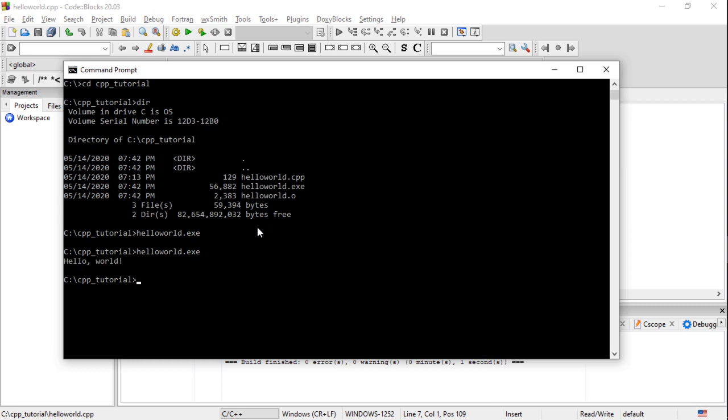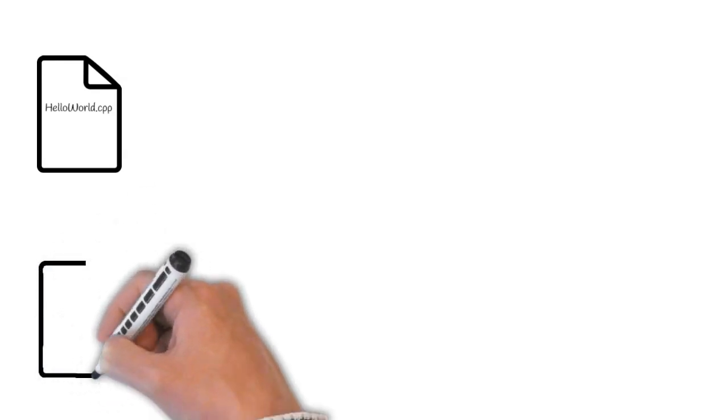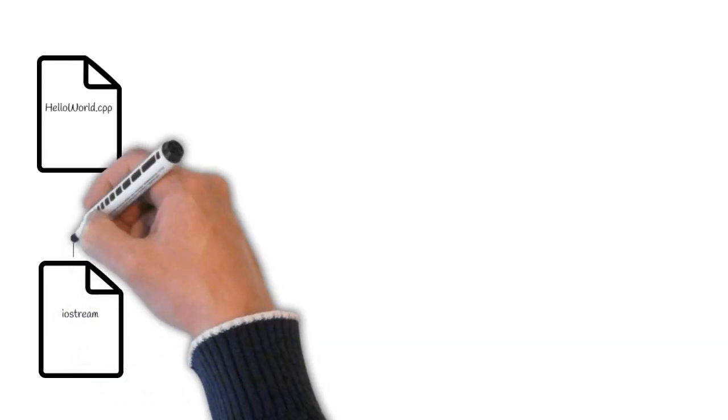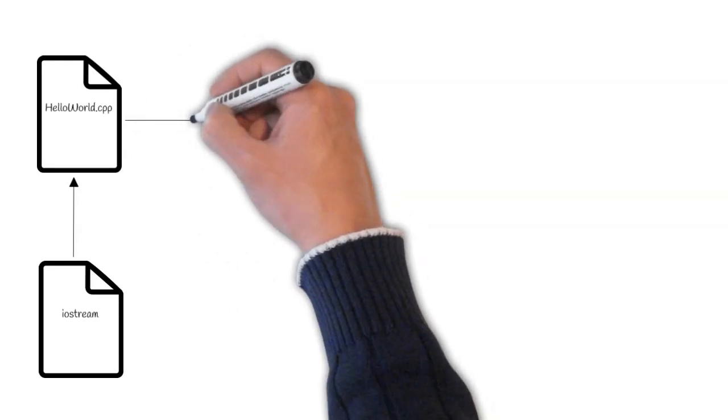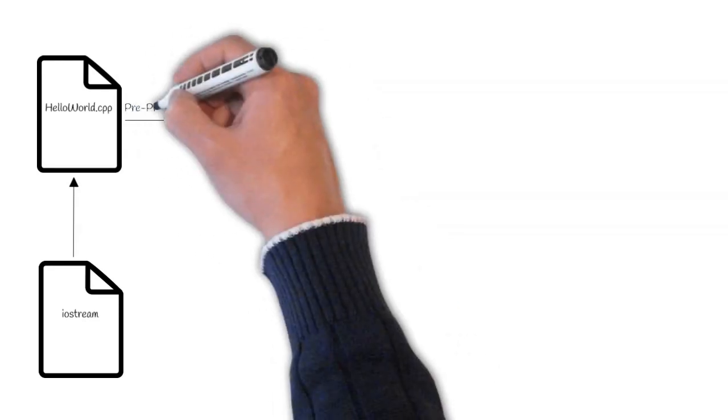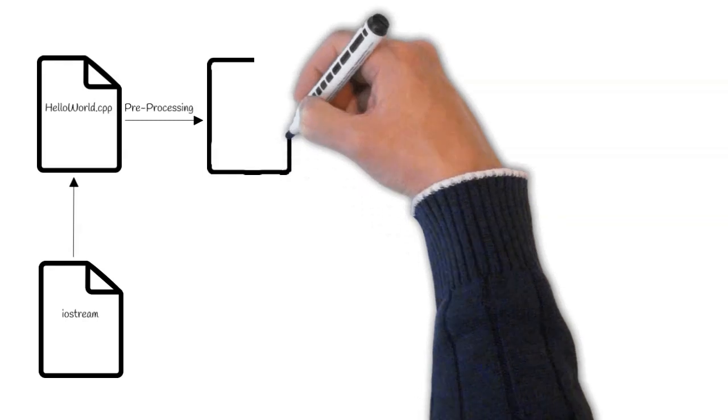Apart from our source file and the application, the folder has another file with a .o extension. A .o file is called an object file. We need to understand source file to application generation to know who created this object file. As a first step, the preprocessor includes the iostream file into our helloworld.cpp. The code generated from this first step is called preprocessed code, which is still in human readable form.